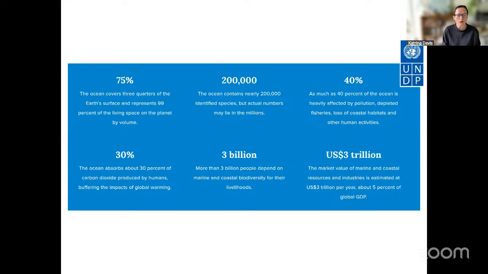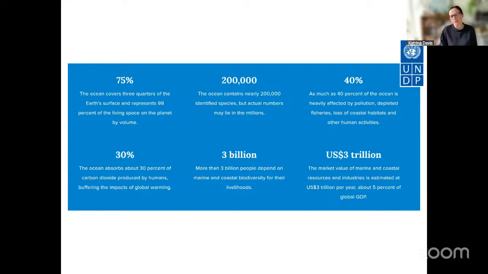And when we talk about blue carbon credits, blue economy, that's the area of analysis that those are addressing. One thing that is often a difficult number to get an exact figure for, but we tend to throw up these billions of numbers, is the number of people that actually depend on marine and coastal biodiversity for their livelihoods. And most of us on this call would be living in coastal environments, so that's obviously very apparent to all of us. We know that as much as 40% of the ocean is heavily affected by pollution, depleted fisheries, loss of coastal habitats, and other human activities.